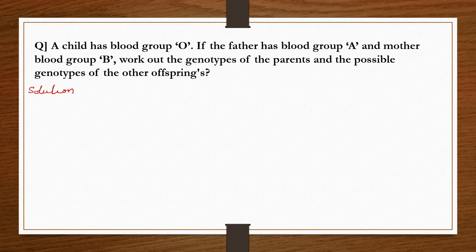In the given data, it is clearly mentioned that the child blood group is O, the father has blood group A and the mother blood group B. As in the previous slide, if the child has blood group O, the parents do not have homozygous blood groups.